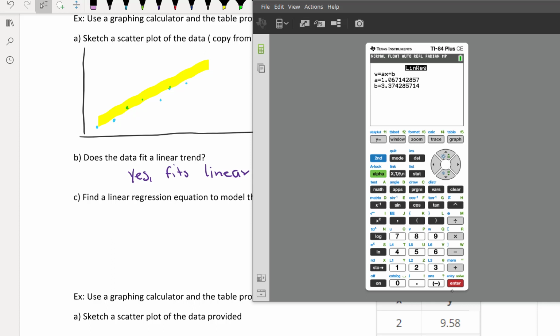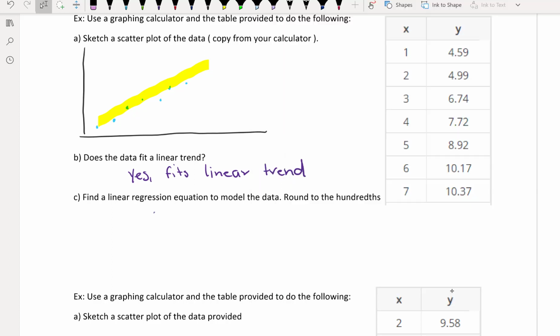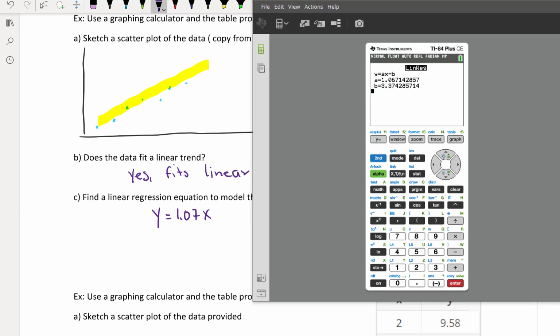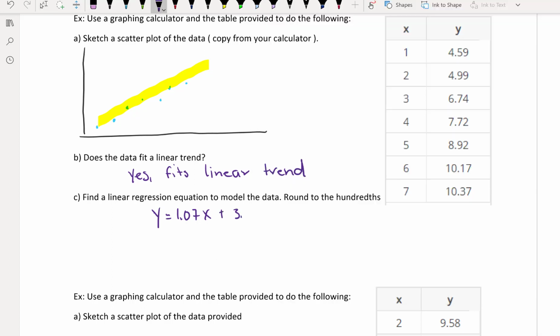So remember, I'm rounding to the nearest hundred, so that's 2 decimal places. So my slope should be 1.07. So y is equal to 1.07x. And if I look at my b value, if I'm rounding to the nearest hundredth, that 4 tells me to leave that 7 alone. So I'm going to have plus 3.37. So that is going to be the linear equation that models this data.